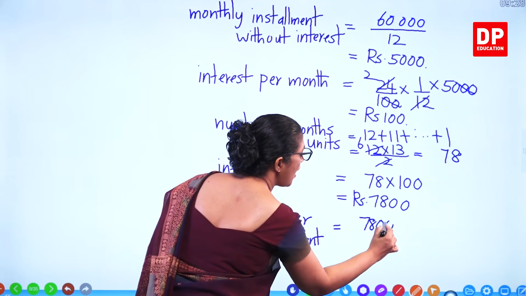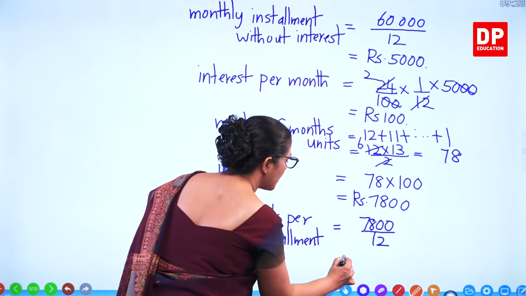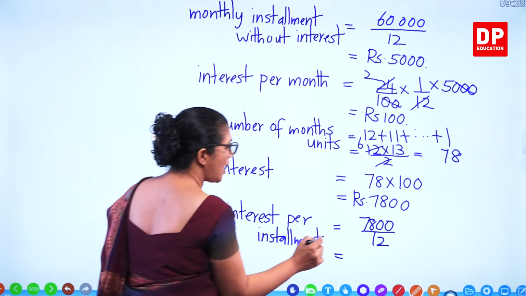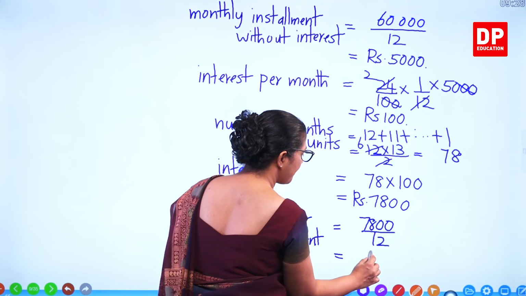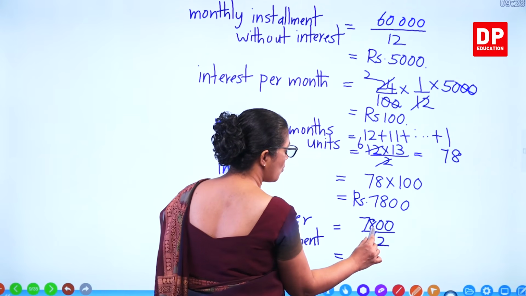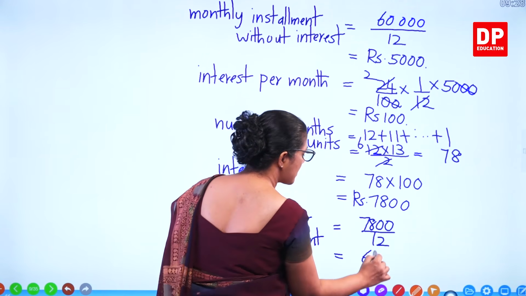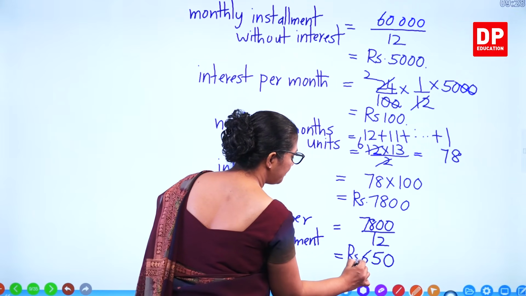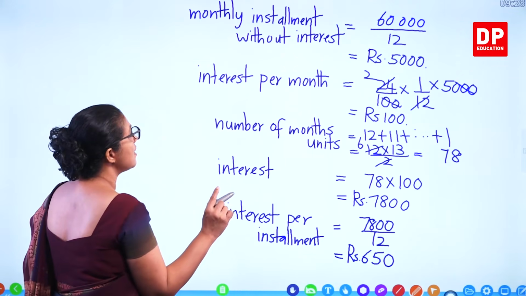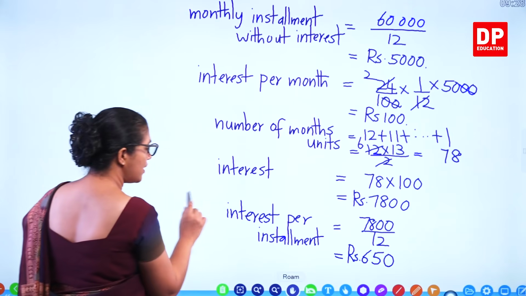This amount divided by 12. 12 times 6 is 72. And for 60, that's 5,650 rupees. So what is the amount you have to pay for one installment?